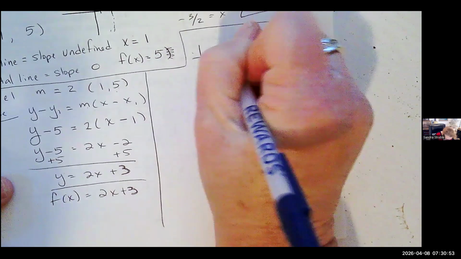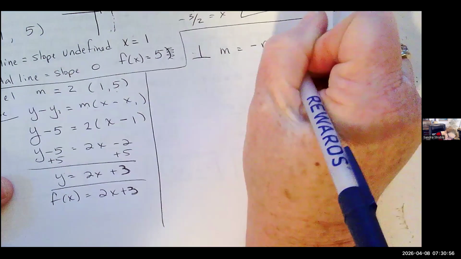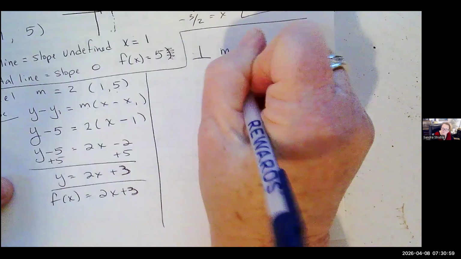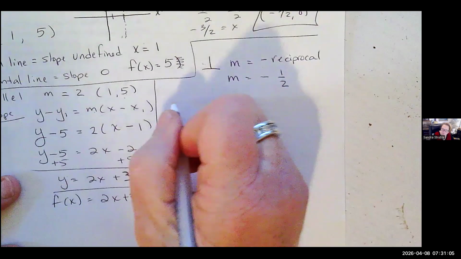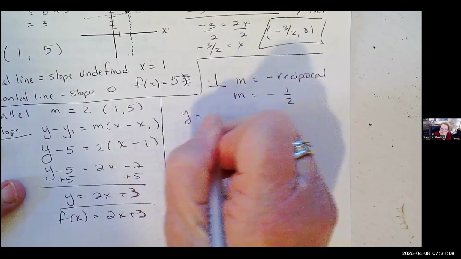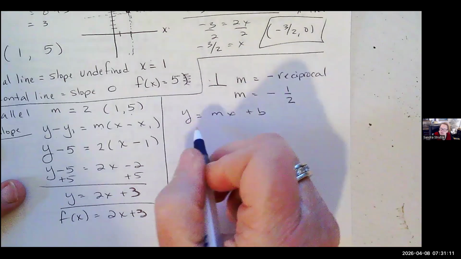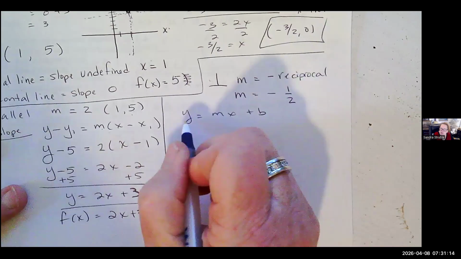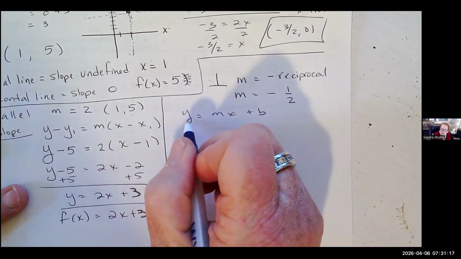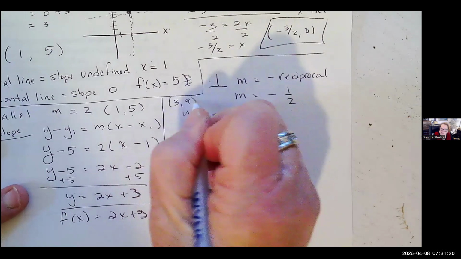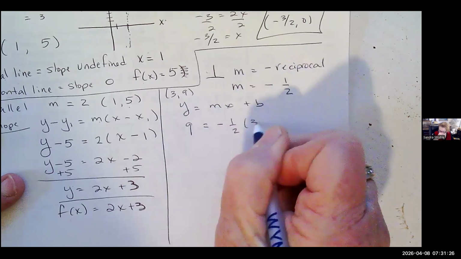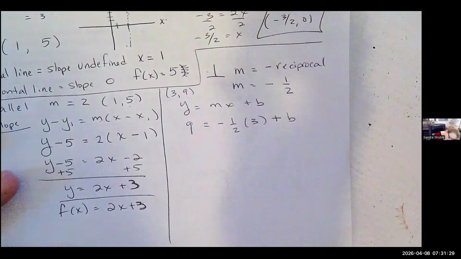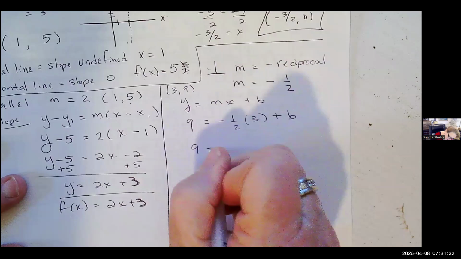Perpendicular line. The slope is the negative reciprocal. Okay, so our slope is, instead of 2, negative 1/2. For this one, I'm going to go ahead and use y equals mx plus b, just to have both options. I need to use my point, my 3, 9. 9 has to be my y. M is negative 1/2. X is 3 plus b. We're looking for our b. So 9 is equal to negative 1 times 3, which is negative 3 halves, plus b.